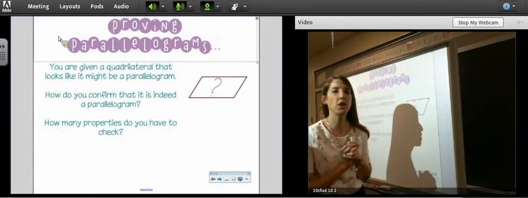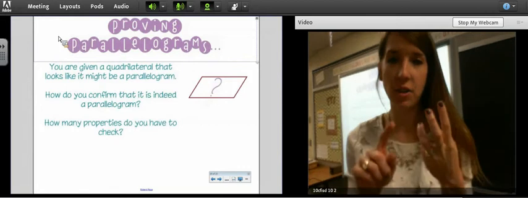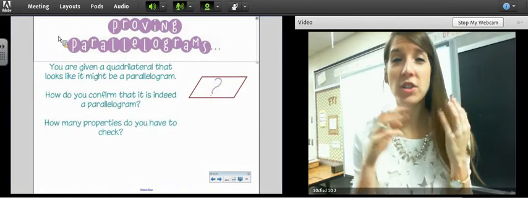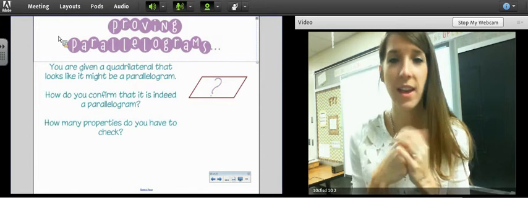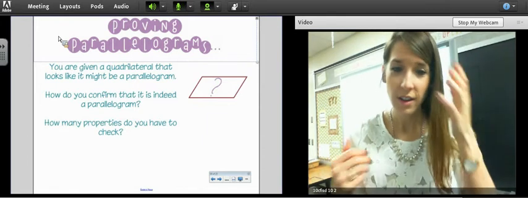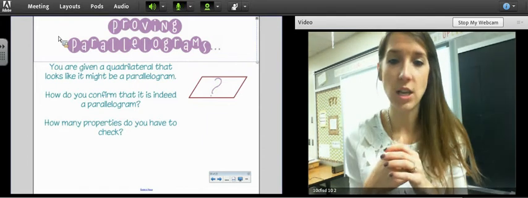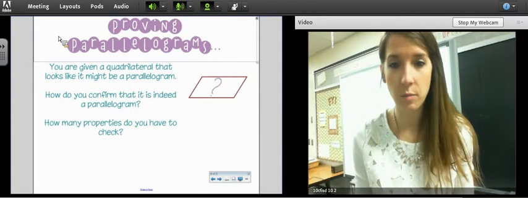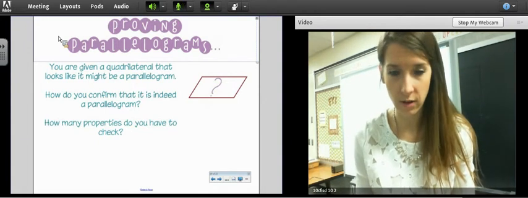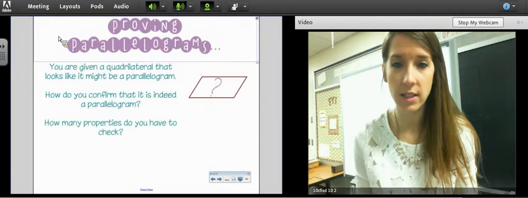Do you need to make sure that opposite angles are congruent, that opposite sides are congruent, that the diagonals bisect each other? Do you need to check all those things to say for sure that it's a parallelogram? And guess what? The answer is no. There are certain properties that you can check, and if they are true, then you're done, and you can prove the quadrilateral is a parallelogram. So let me give you the checklist of properties.